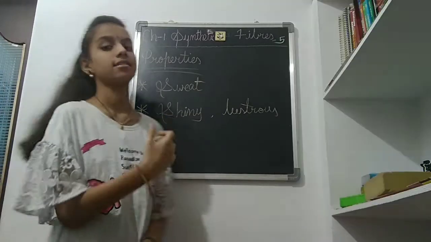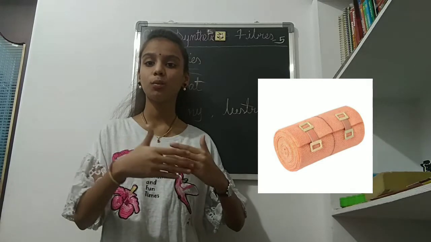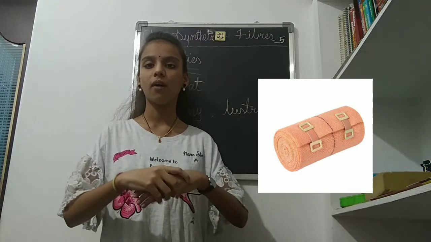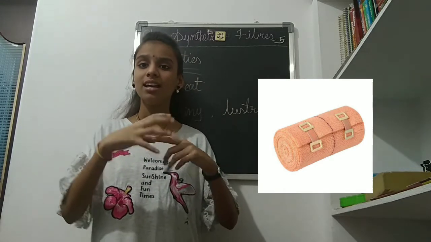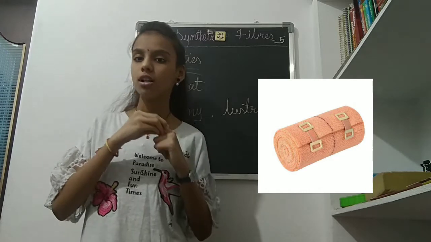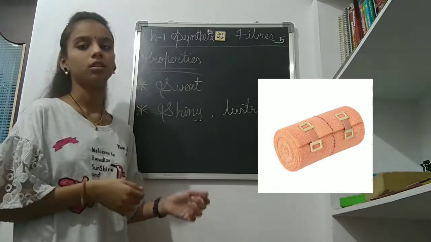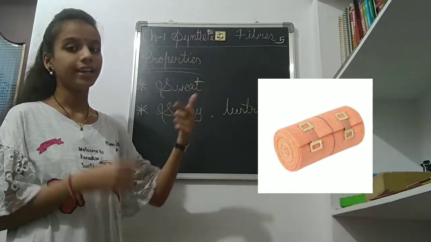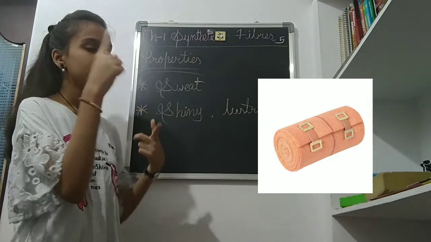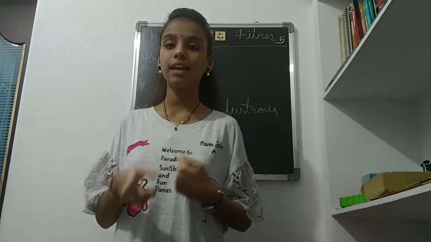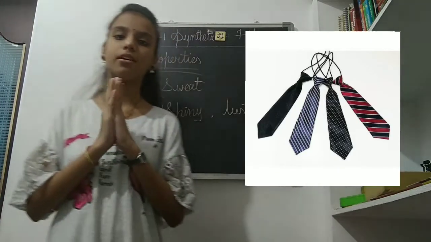Okay, and next is bandages. When we get hurt, any injury to our hands, legs or anywhere, we keep bandages. If we get sweat inside, it absorbs the sweat. So it is also made of rayon cloth. See, this is the bandage. And ties. We keep ties, and they are also very shiny, so it is also a rayon cloth.